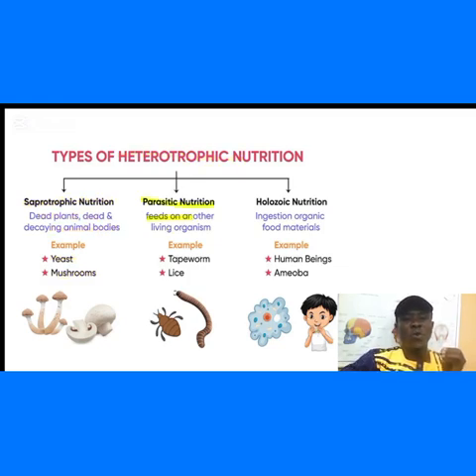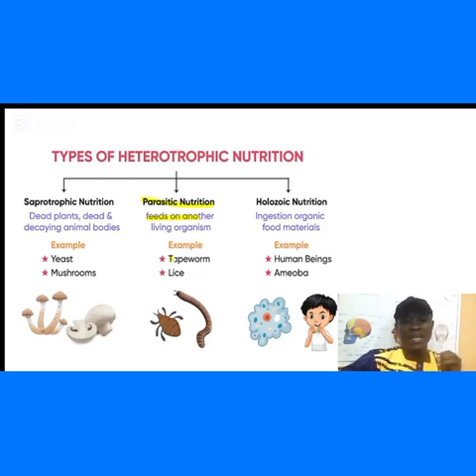They feed on other living organisms, and organisms that undergo this parasitic nutrition are referred to as parasites. These parasites can be ectoparasites, ecto meaning outside, and endoparasites, endo meaning inside. Some parasites live on the body of the organism; they are referred to as ectoparasites. Some live inside the body of the organism; they are referred to as endoparasites.